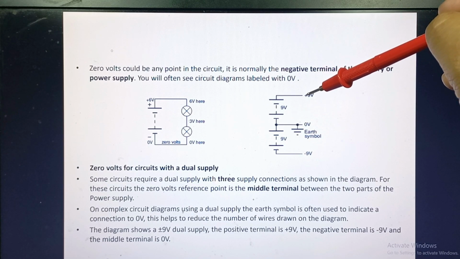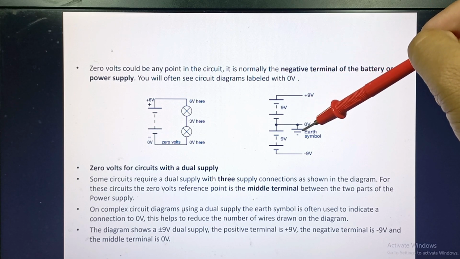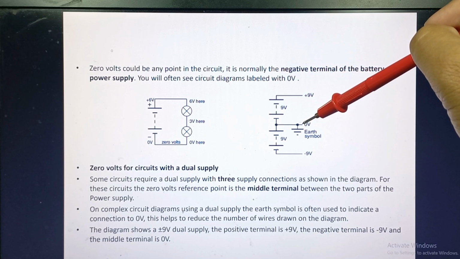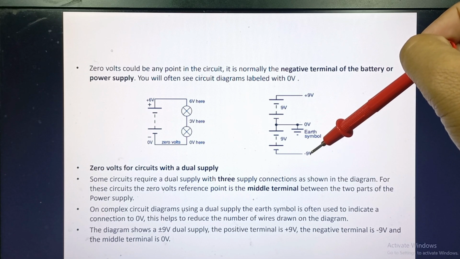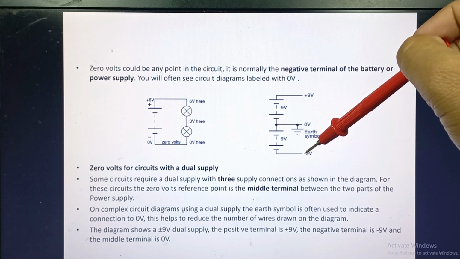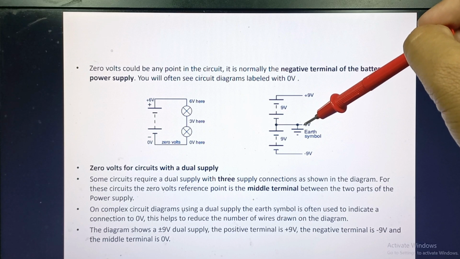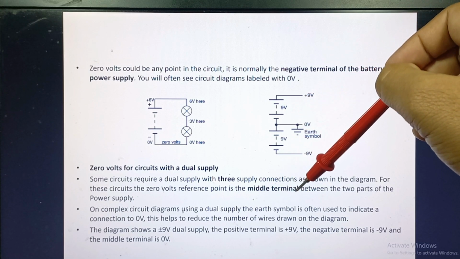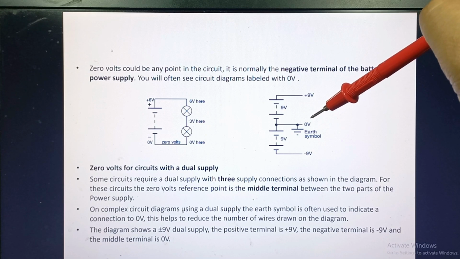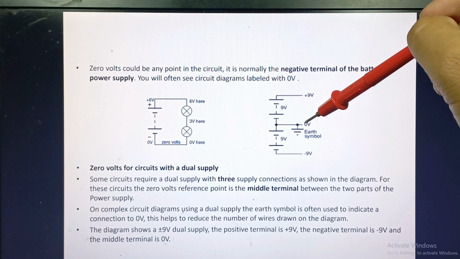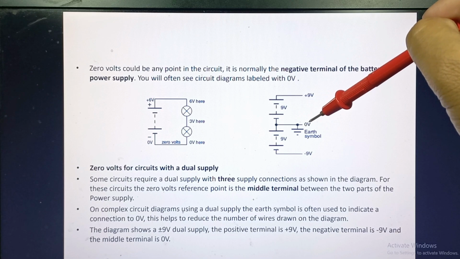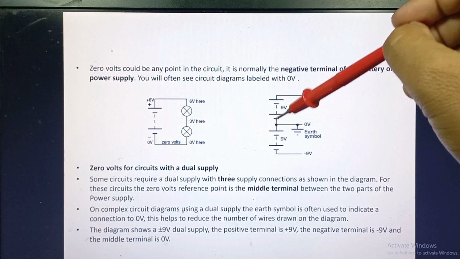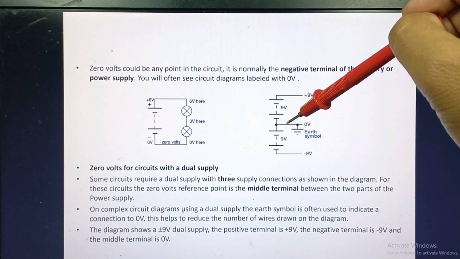This positive value is more positive with respect to this 0 volt, and this negative value of your power supply is more negative with respect to this 0 volt connection. For these circuits, the 0 volt reference point is the middle terminal between the two parts of the power supply. You can see over here, this 0 volt potential is at the middle of both your power supplies.